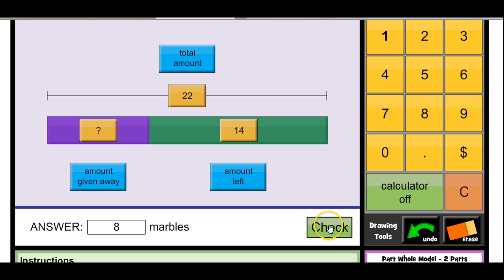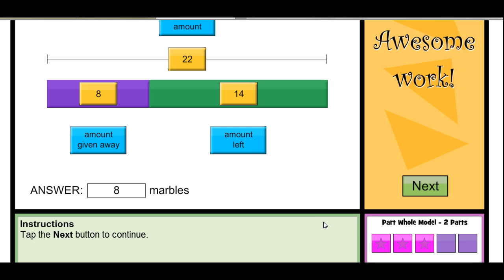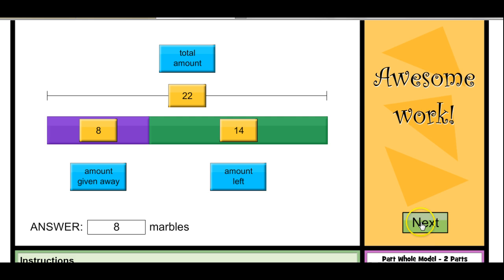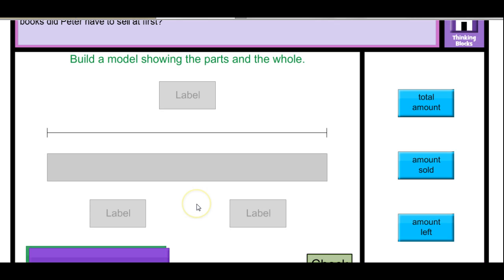So let's check to see if 8 is our answer. And it is. And you'll see down here that it marks your progress. This is the number of problems you will get, which is 5. And then when the star lights up in purple, that means that you were correct in answering the word problem. So now you can go to the next problem. And that concludes my tutorial on thinking blocks.